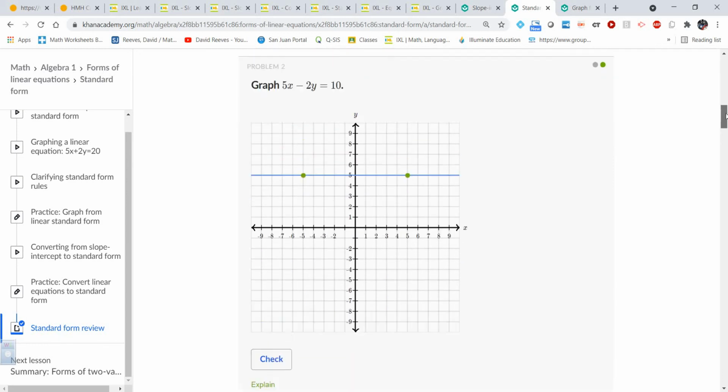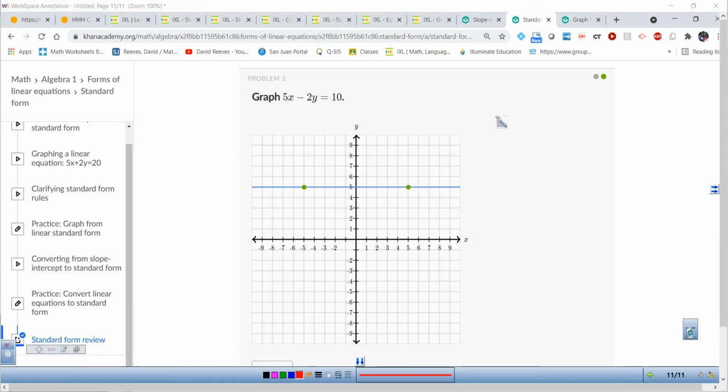Graph 5x minus 2y is equal to 10. So again, 5x minus 2y is equal to 10. If we were just starting this problem and we decided to make our mini table because it's in standard form, to find the y-intercept, we're going to put in 0 for x. To find the x-intercept, we're going to put in 0 for y. I like to show it in this little table here. So I'm going to go 5 times 0 minus 2y equals 10, and I'm going to go 5x minus 2 times 0 equals 10.